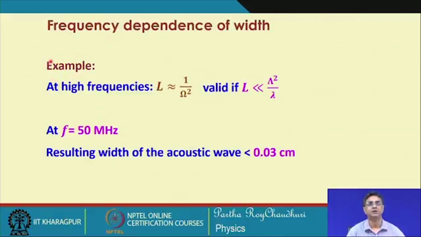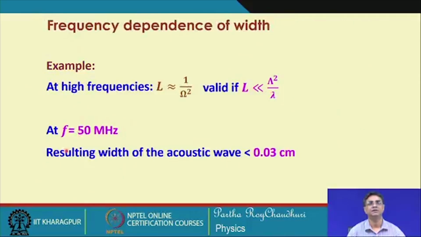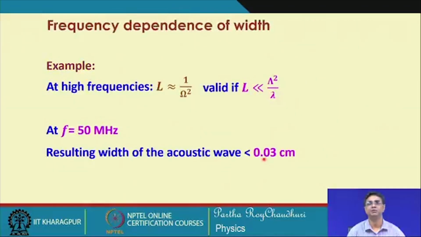Now, another example. We also know that at high frequencies the width of the acoustic wave is approximately proportional to the square of the acoustic frequency, and this is valid only if this L is much less than this. Under this condition, at a frequency f equal to 50 megahertz, earlier it was 5 megahertz, if you repeat this calculation, you will see that the resulting width of the acoustic wave is 0.03 centimeter. You have drastically brought down this width, that is 2.4 centimeter is now 0.03 centimeter.